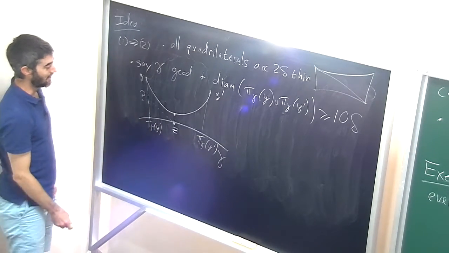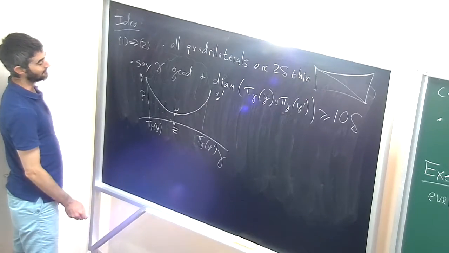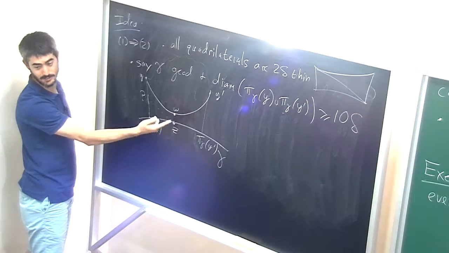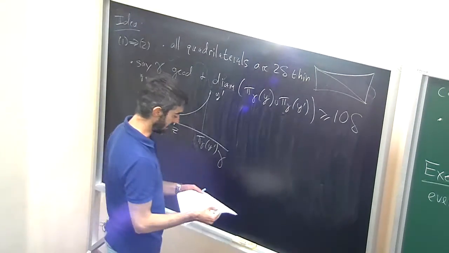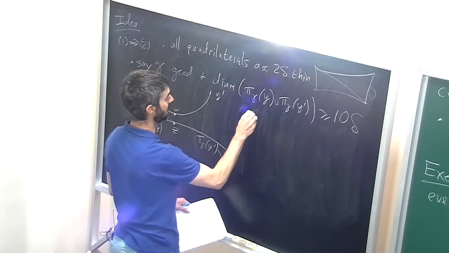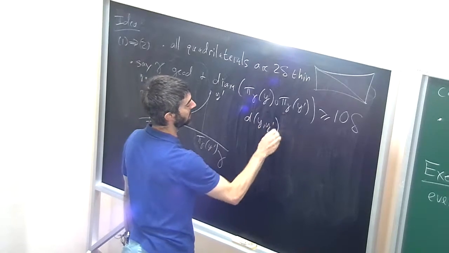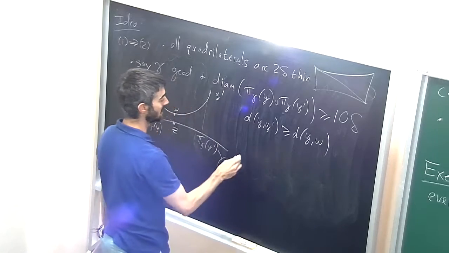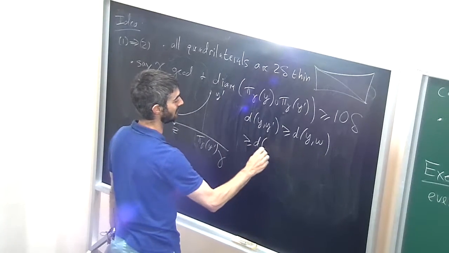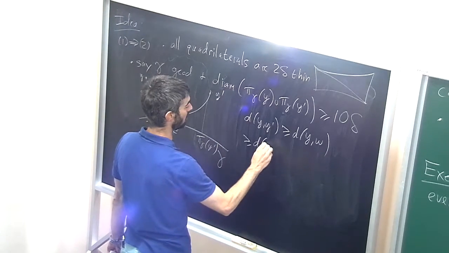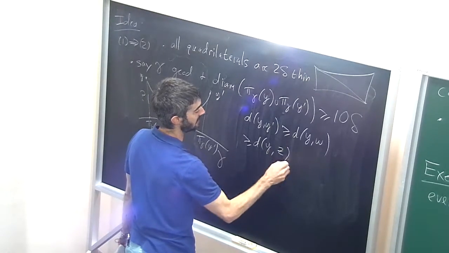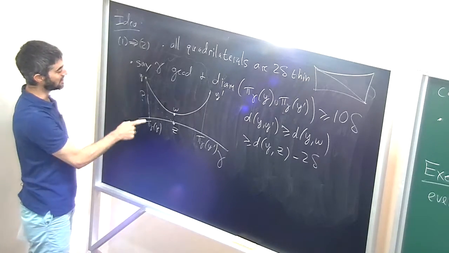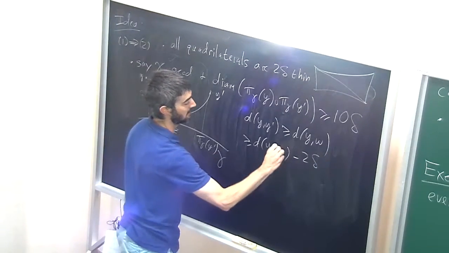Well, maybe I'll call it W. The distance from y to y prime is at least as big as the distance to W, because W is on the geodesic. So this says that the distance from y to y prime is at least as big as the distance from y to W. The distance from y to W is at least as big as the distance from y to z minus 2 delta. And the distance from y to z is bigger than the distance to the geodesic.